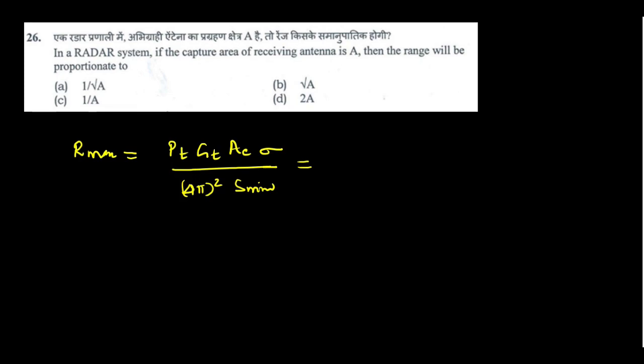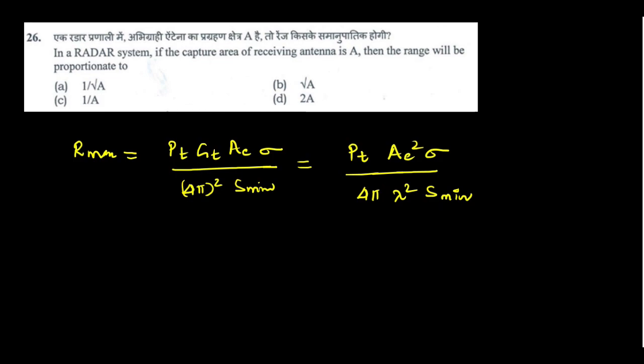Gt is the gain of the transmitting antenna. Now, instead of GT, we can put the value. Then we will get one more equation, that is PT Ae square sigma upon 4 pi lambda square S min. Now we will go to the question.